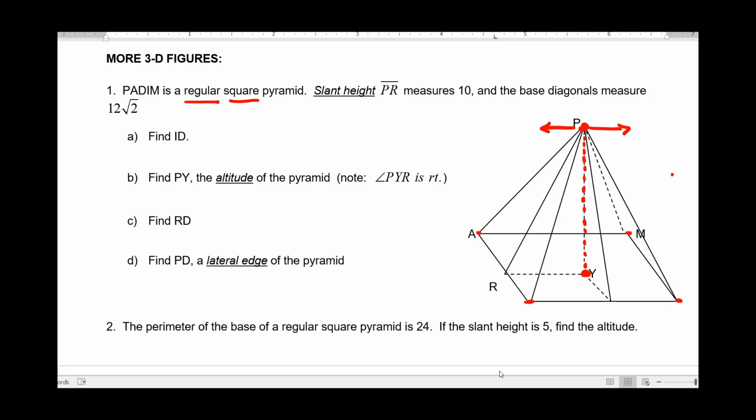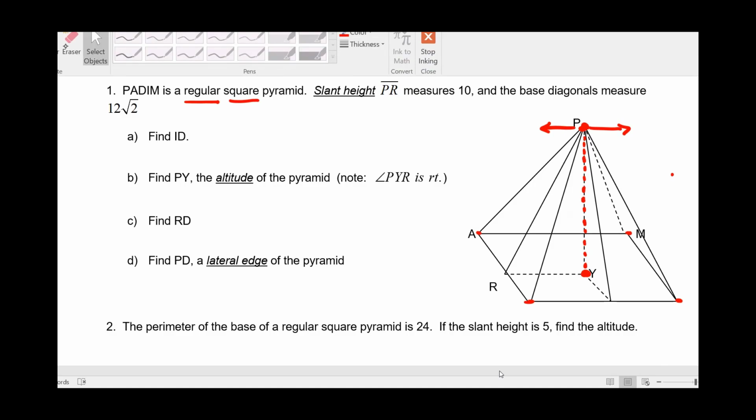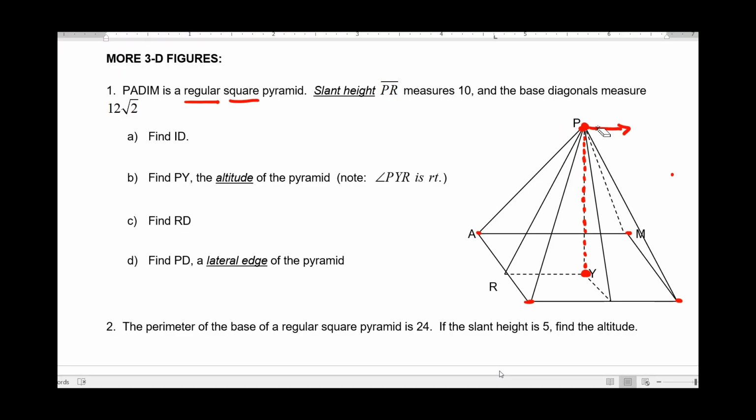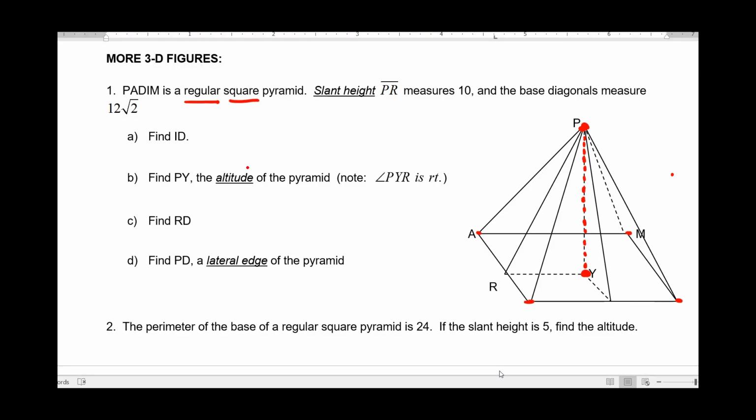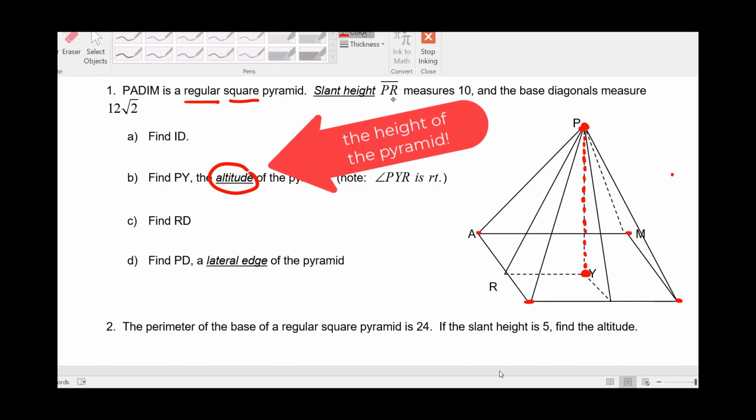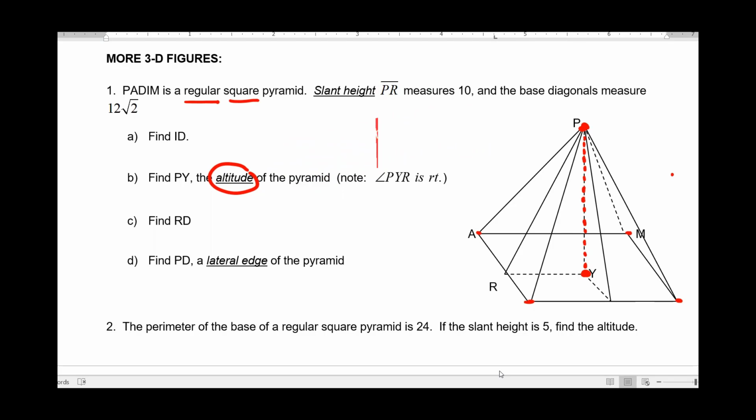Now that dotted red line there is what we call an altitude. So that's what PY is. That is the altitude. Some other information here: a slant height is the altitude of one of the faces of the square pyramid.